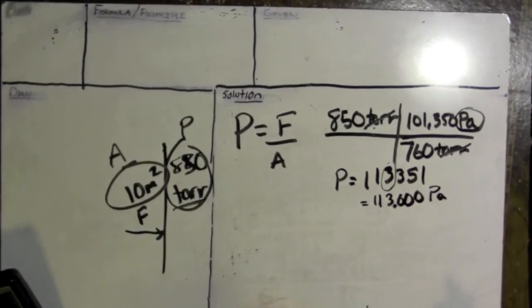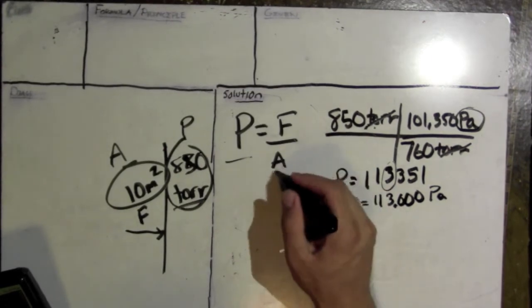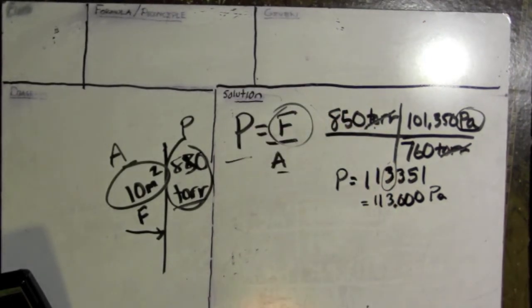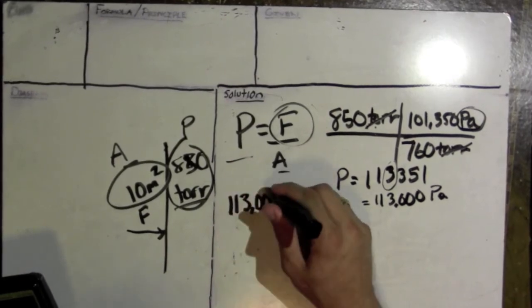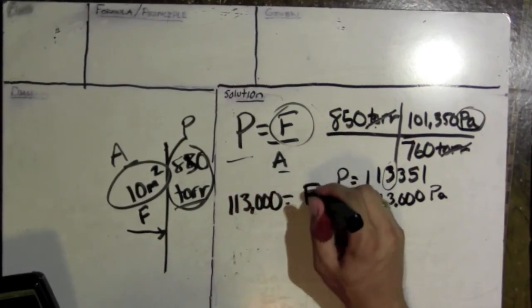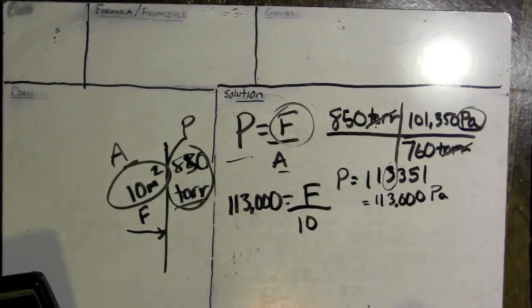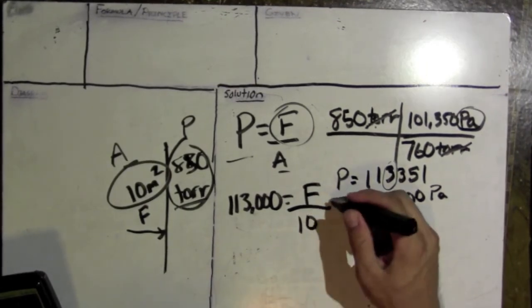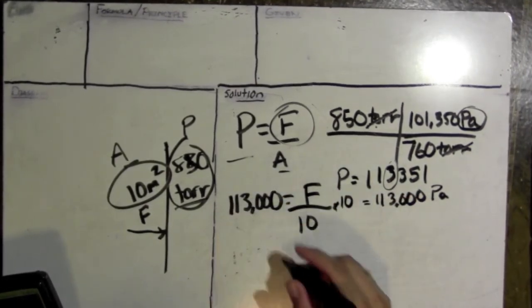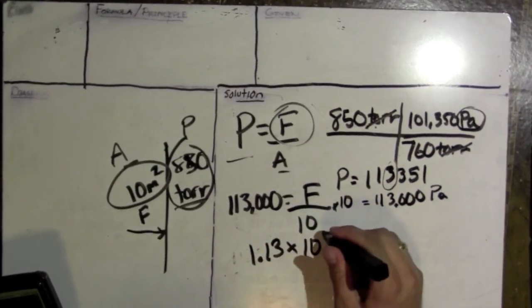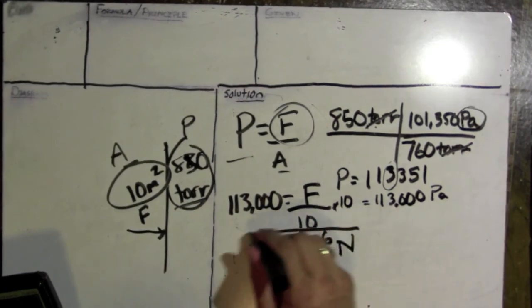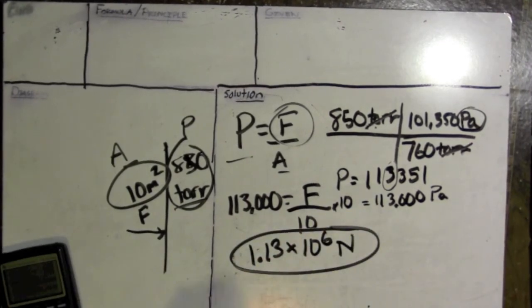Okay? Now, we have our pressure. We have our area. We can go ahead and solve for the force. So we have 113,000 equals F divided by 10. So it's pretty easy to solve. You multiply both sides by 10, and when you do that, you get 1.13 times 10 to the 6th newtons. So that's the total amount of force that's exerted on the walls.